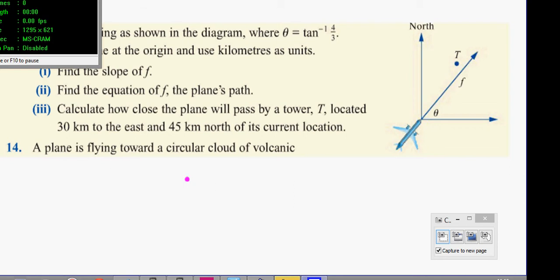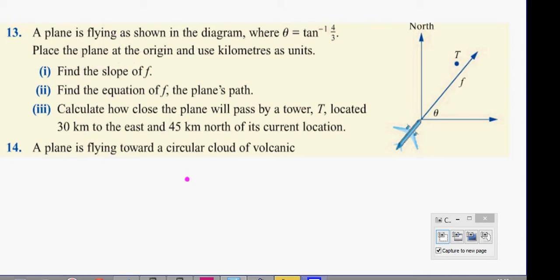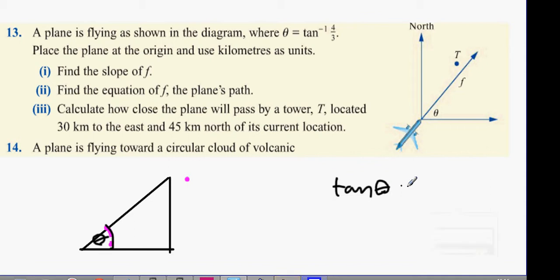Hey guys, what we have here is a plane flying as shown in the diagram, where theta equals tan inverse 5 over 3. Now what that means is this: tan is opposite over adjacent. So if this is the angle theta here, tan theta equals opposite over adjacent, which is the same thing as rise over run.